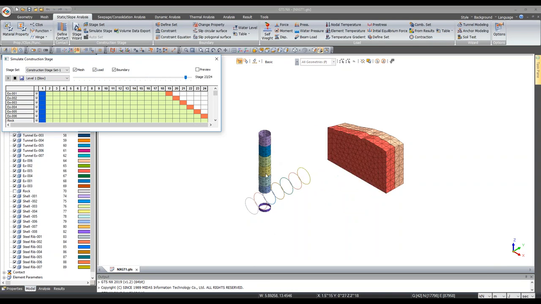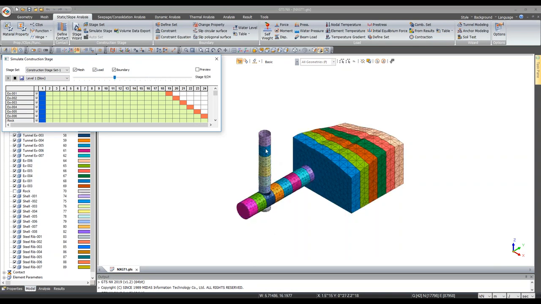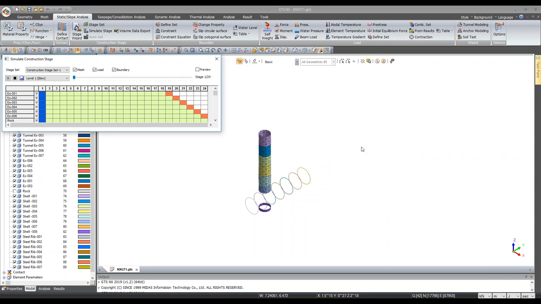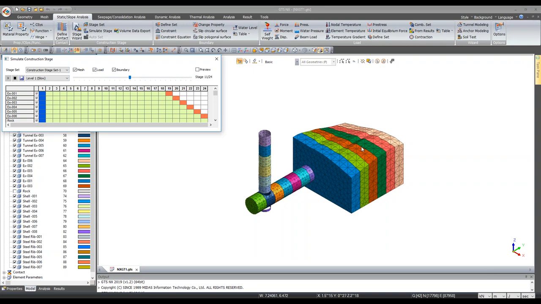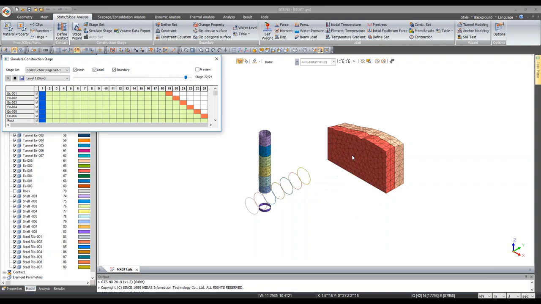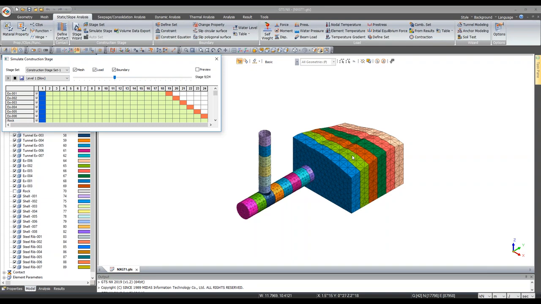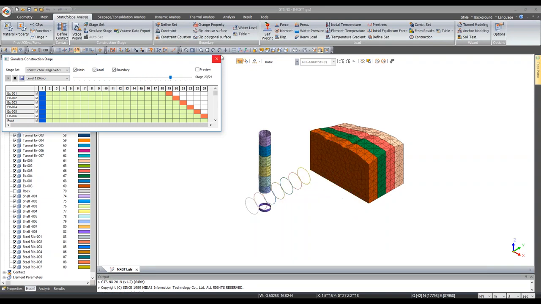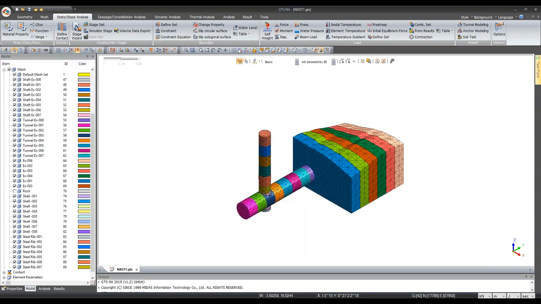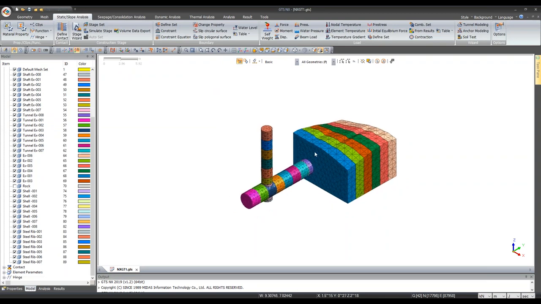I remove the shaft first, and then I place my shell elements, and then I remove my tunnel, and then I provide the steel ribs and go for excavation of the tunnel, and then excavation of the entire material which you are interested in mining. So this is my construction sequence. Now we will see the results accordingly.